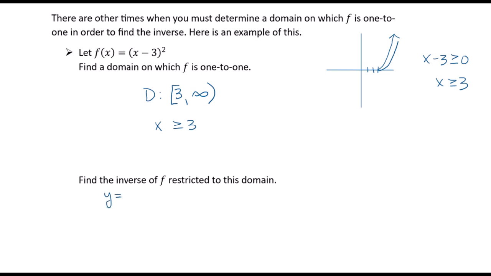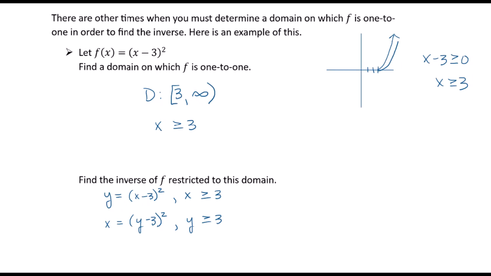Remember, we're getting rid of the function notation. We're going to state our restriction that x must be greater than or equal to 3. Switch our x's and y's. So x is equal to y minus 3 quantity squared, where y is greater than or equal to 3.